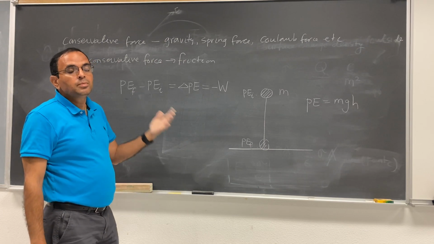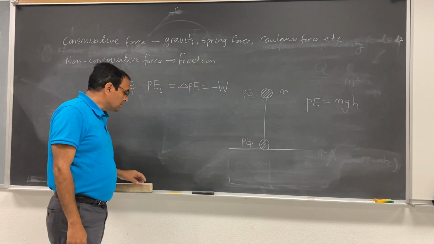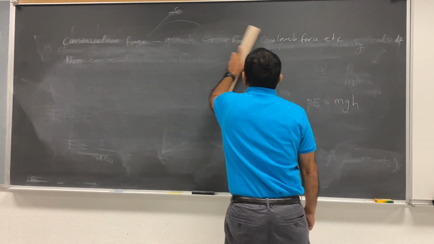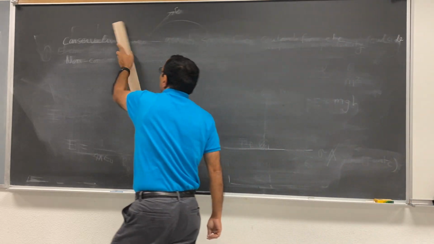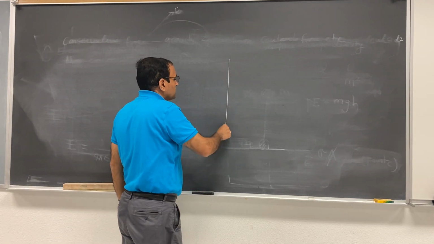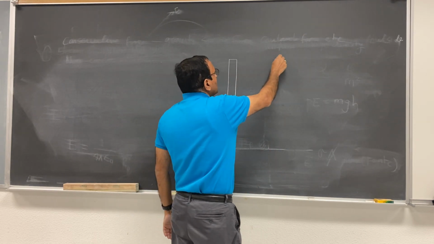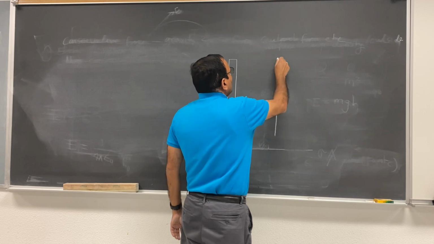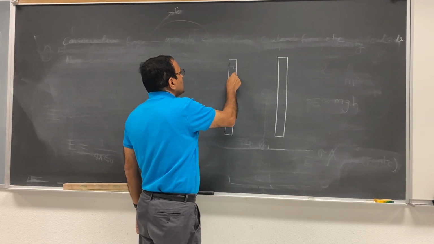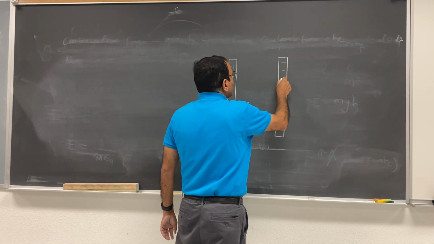So now let us apply the same concept in chapter 17, where we have to talk about the electric potential and electrostatic potential energy. And again, the Coulomb force or electric force is a conservative force. It is independent of path. Okay, let us suppose you have two plates. You have one plate here, you have another plate there. This plate is positively charged and this one is negatively charged.